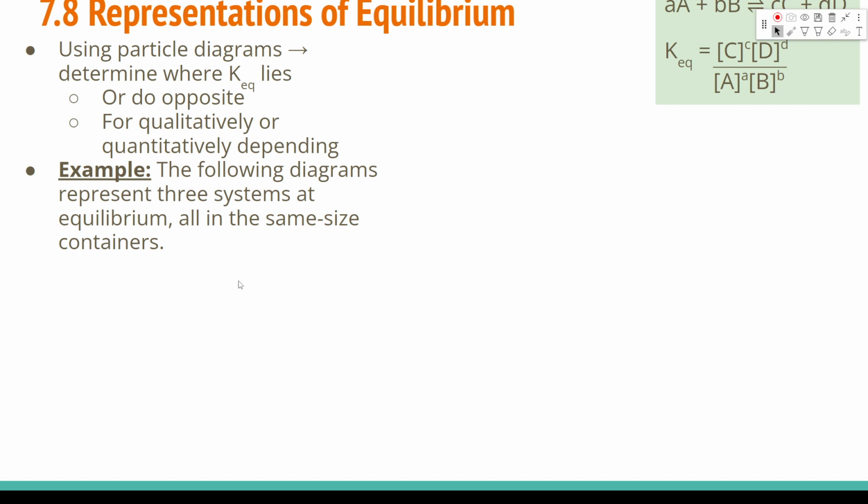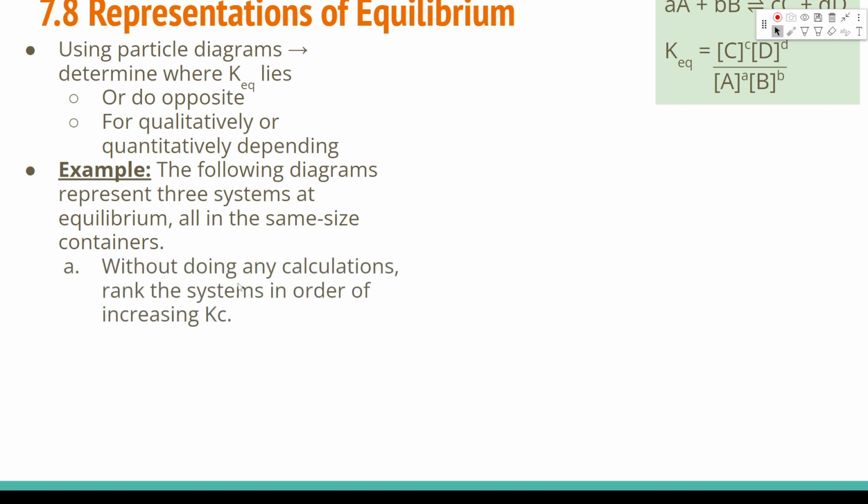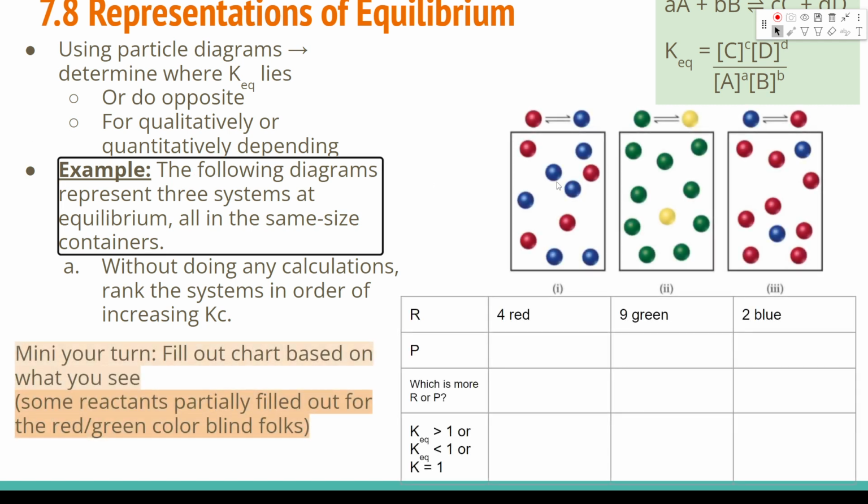This example, we're going to do 2 different questions. And so the first question is going to be, without doing any calculations, rank the systems in order of increasing Kc. And so here's our diagrams. And for the colorblind folk out there, I'll talk you through what these pictures look like. This first sphere is red, this second sphere is blue, this first sphere is green, this sphere is yellow, and then this sphere is blue, this sphere is red.